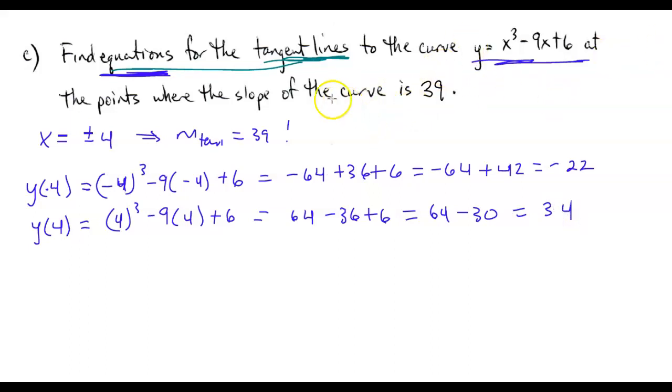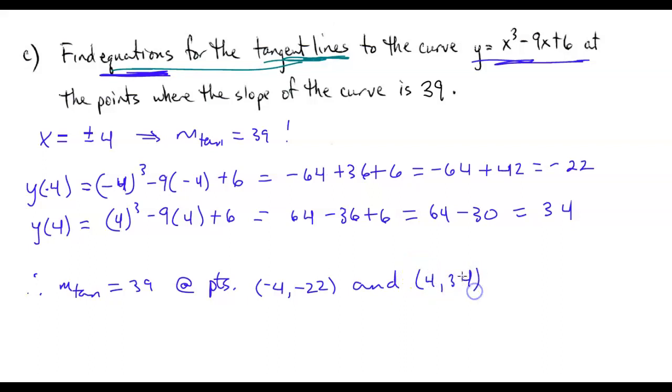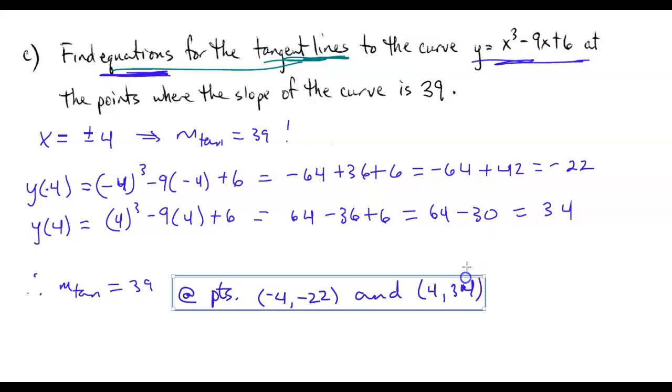So what we know here is that the slope is going to be equal to 39 at the points negative 4, negative 22, and 4, 34. Again, those 4s for some reason are kind of hard to draw on here.